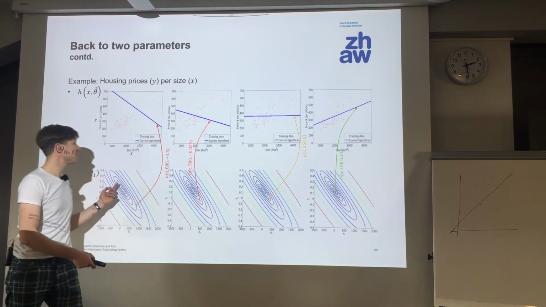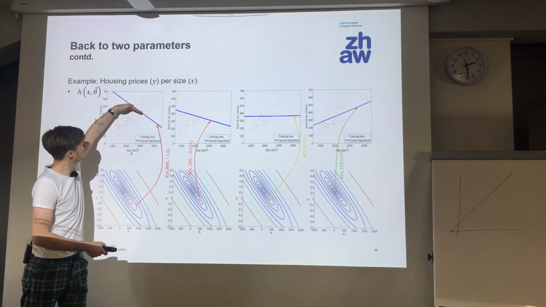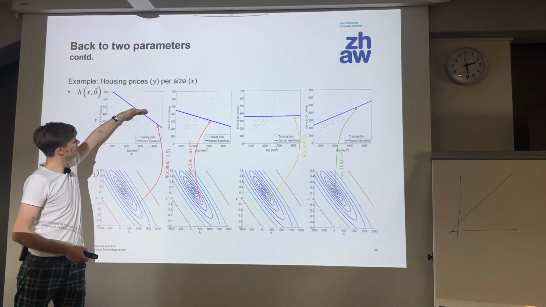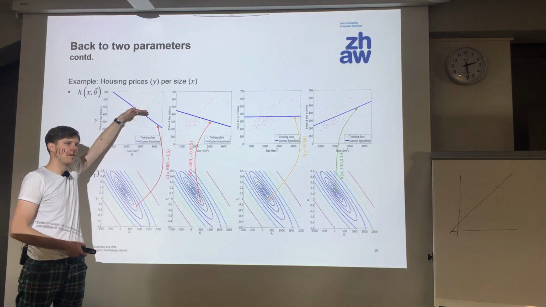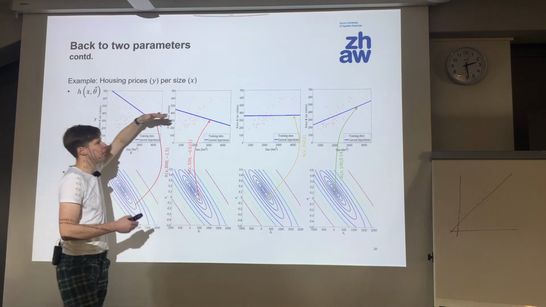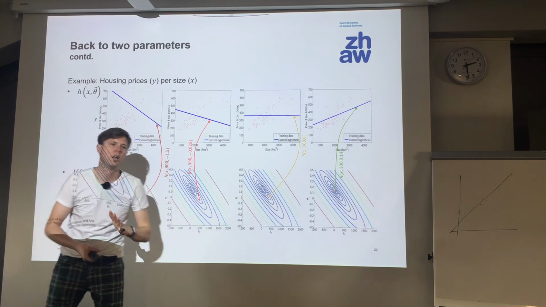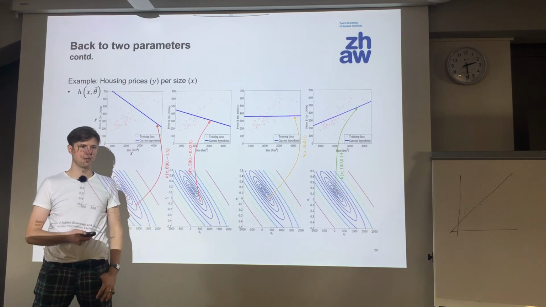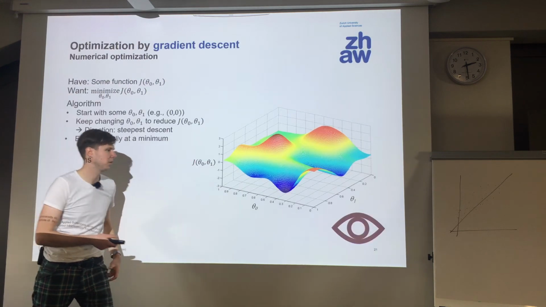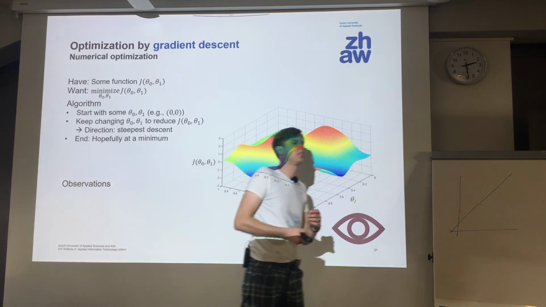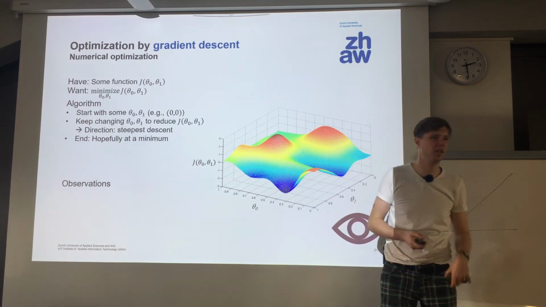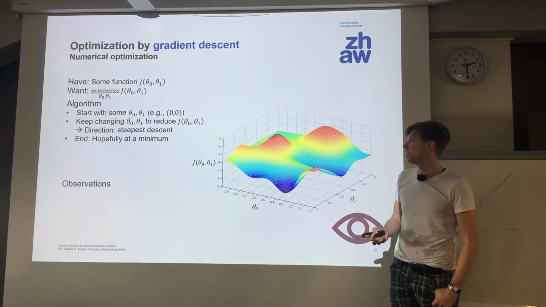And this succession of, we have a line here and then we start pulling it into a direction where it fits better, gives rise to the idea of how in machine learning we usually optimize these kinds of loss functions. And that is the idea of gradient descent, of always going into the direction of the steepest descent. You basically know how it works.